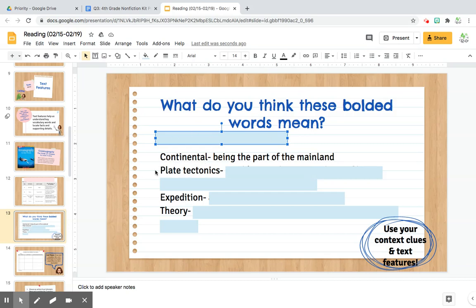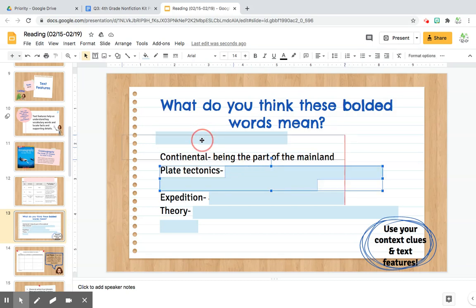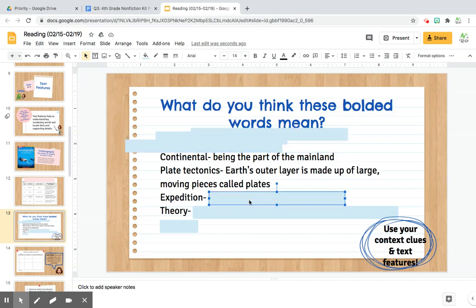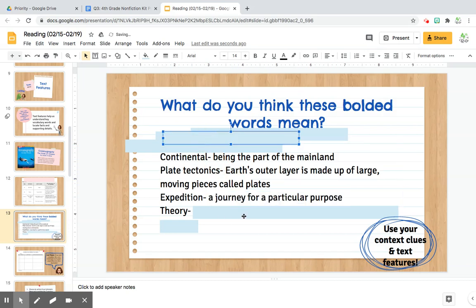Oh, we have some background knowledge here about plate tectonics. What do we remember about plate tectonics? Do you remember? Let's reveal it. Remember, it's the Earth's outer layers made up of large moving pieces called plates. Now, we learned here about our scientists being on different expeditions. And those expeditions were the big journeys, right? And those journeys definitely had a purpose.